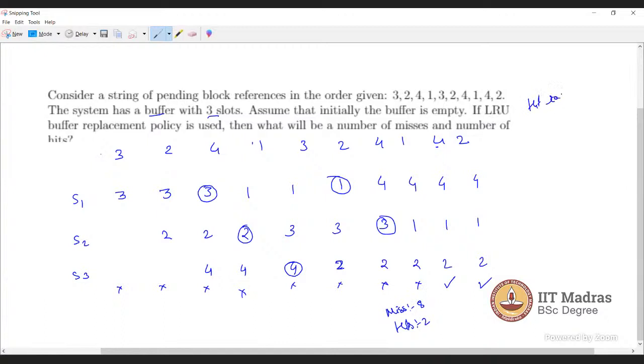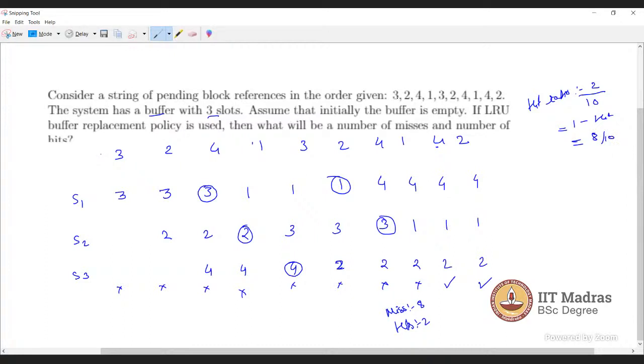Hit ratio is the number of hits by 10, so 2 by 10. Miss ratio will be 1 minus hit ratio, or you can say number of misses by 10, right? Does anyone have any confusion in this?